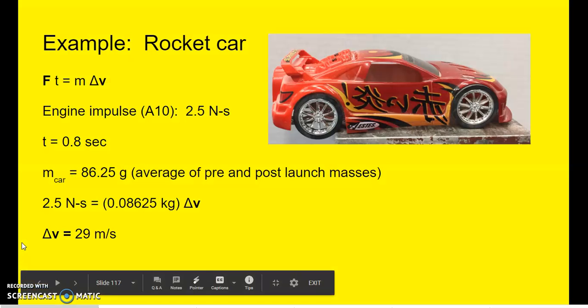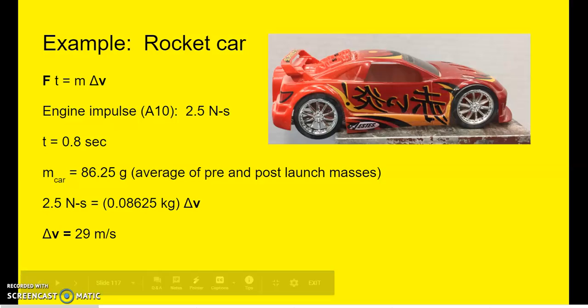Okay, here's an example of impulse and momentum in action. Let's consider a toy rocket car. This rocket car is propelled by an engine that delivers an impulse of 2.5 Newton seconds. Now, what that number represents is the product of force and time. This is a number that's typically shown on the engines that are sold commercially for vehicles like this. The amount of time is 0.8 seconds.